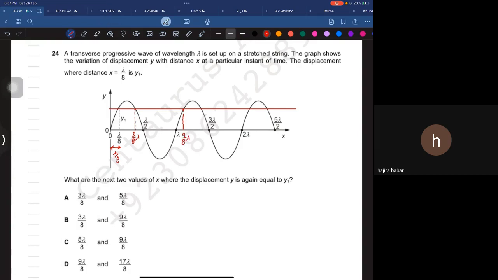So let's look at what we have. 3 by 8, 9 by 8. B. Very good, kids. Excellent job. Very nice. Anyone who could not understand this, please let me know.